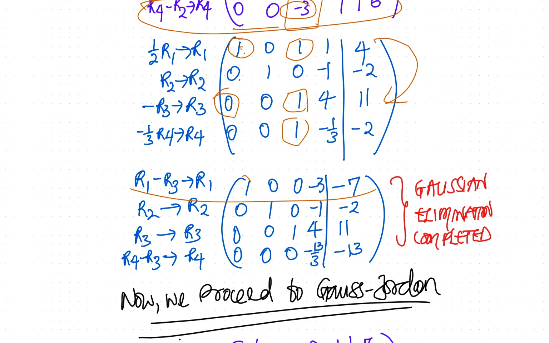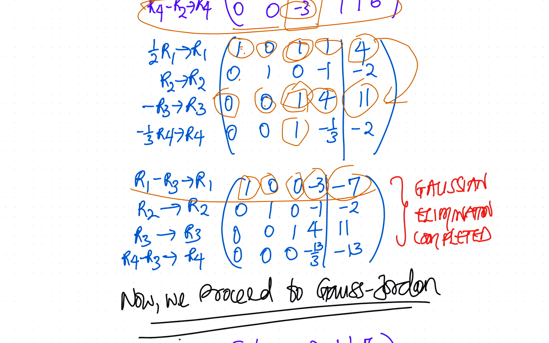0 minus 0, 0 minus 0, you have this. Then 1 minus 1, you have 0. Then 1 minus 4, that's minus 3. I think I stumbled over this the first time I did it, so be careful. Then 4 minus 11, that's minus 7. Carefully done.